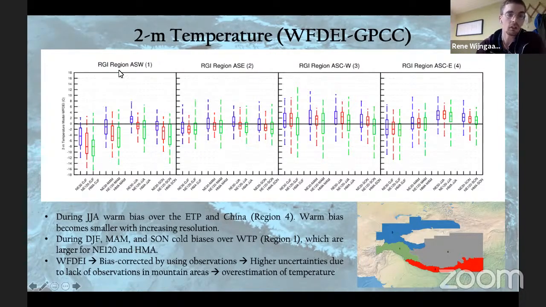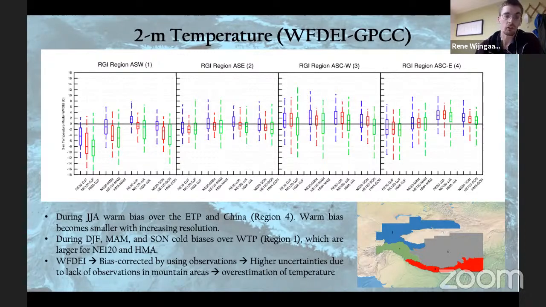So in this figure, there is the bias distribution compared to the reanalysis observation-based data sets. And we found that there's a warm bias over the Eastern Tibetan Plateau and China, which is region number 4, the gray region over here. We also found that the warm bias becomes smaller with an increasing resolution. So in that perspective, the high mountain Asia grid is doing better.